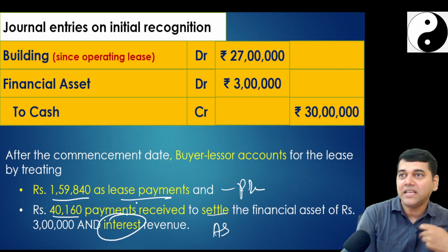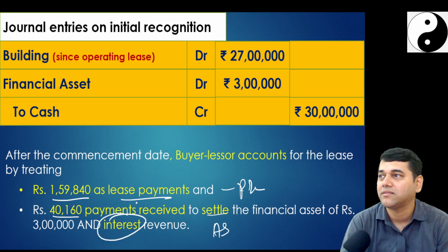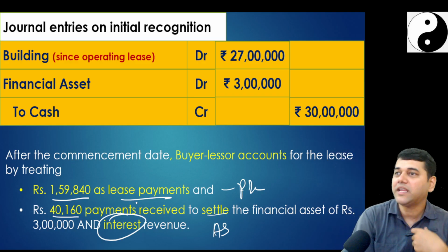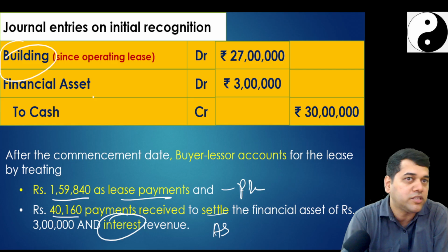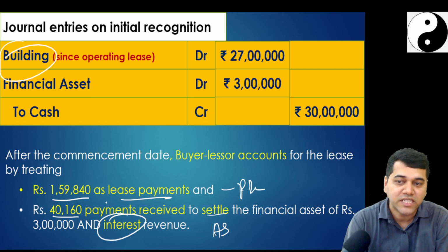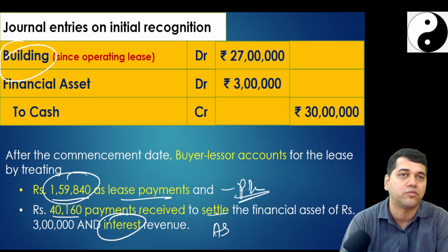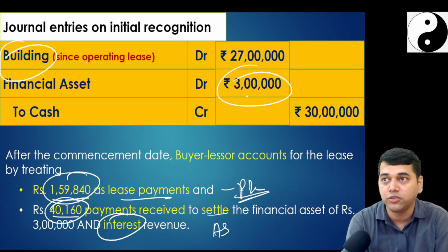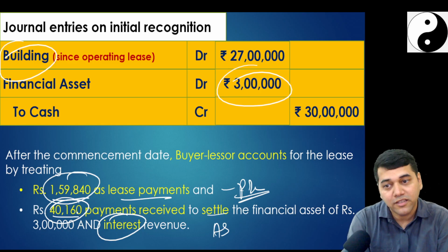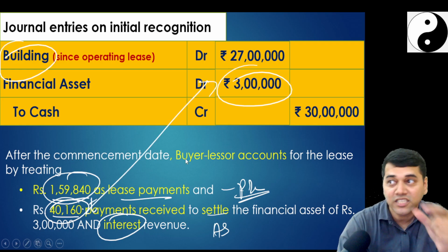Since it is an operating lease for me, you treated it as a sale and leaseback, because control came to me. That's why I recognized the building here. Otherwise, I would not have recognized the building in my books. So next time when I receive the lease payment of 2 lakhs, 1,59,000 straight away I will take to P&L account. But the balance 40,160 I will not take to P&L account. Why? For that 3 lakh I have prepared an amortization schedule. And this 40,160 is the EMI payment for that amortization schedule, and the financing interest only I will calculate on that.